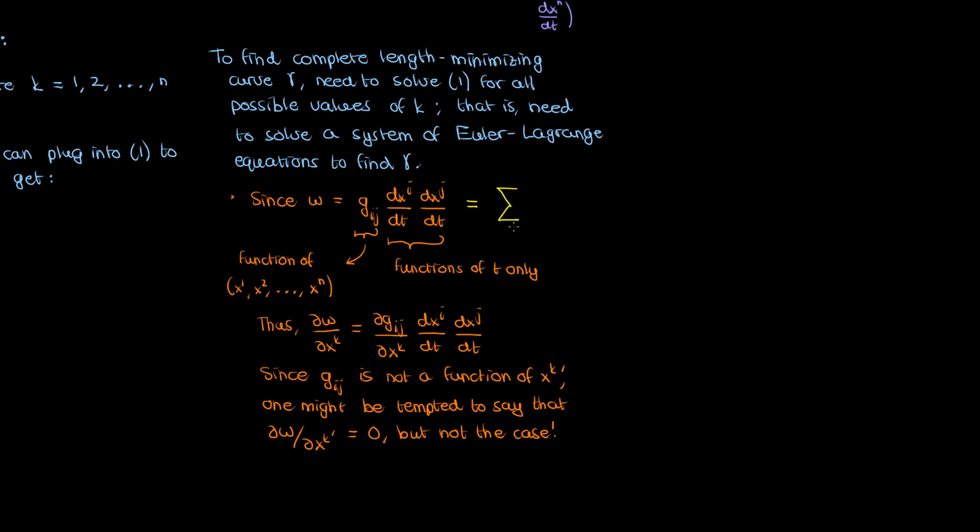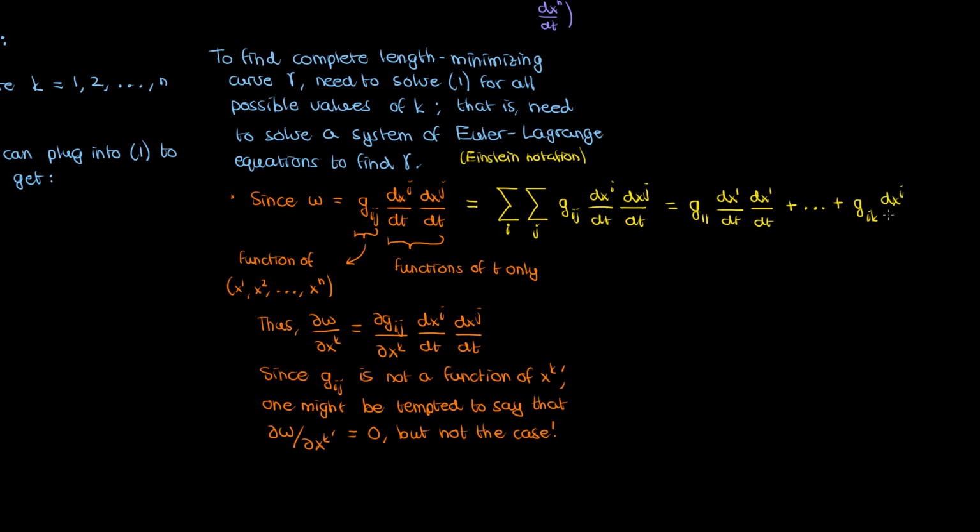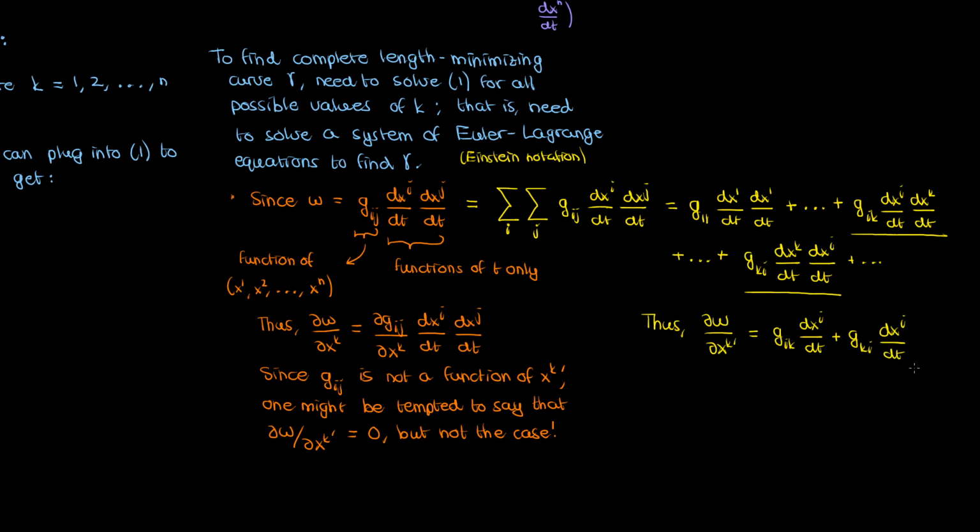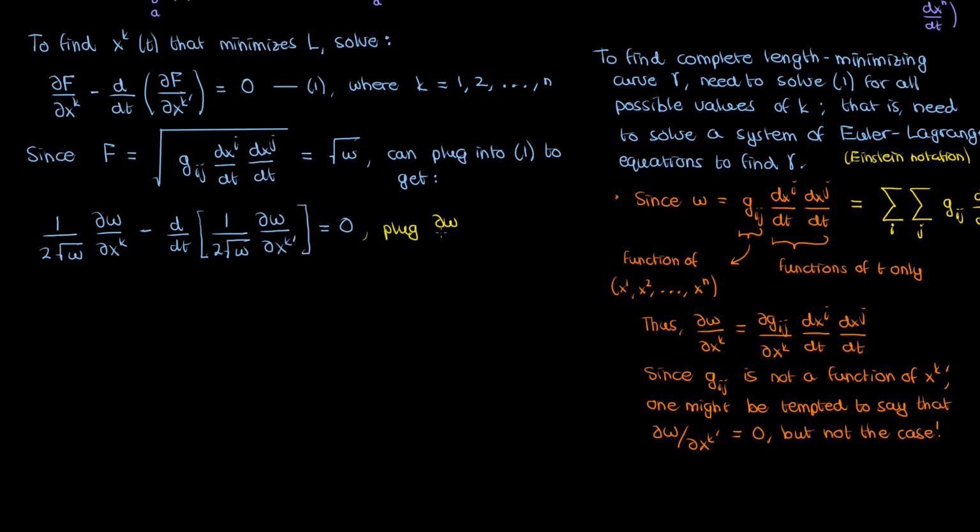That's because this w is actually a summation of this term on the right, which is a sum over both the i and j indices. Some of the terms that show up in the summation actually include x super k prime, particularly g sub ik times the t derivative of x super i and x super k, and g sub ki times the t derivative of x super k and x super i. So since these two terms actually contain x super k prime, the partial of w with respect to x super k prime would be the sum of these two terms. And finally, since the metric tensor is a symmetric tensor, the g sub ki component equals the g sub ik component. So we can actually combine these terms to get twice the value of a single term. So now if we plug this into our Euler-Lagrange equation for our geodesic curve, this is what we get.